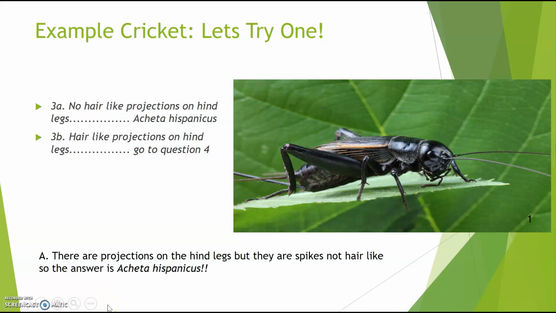Question 3 asks, are there no hair-like projections on the hind legs, or are there hair-like projections on the hind legs? It is difficult to see here, but if we zoomed in nice and close, you would see that there's only short, stubby spikes, so there are no hair-like projections on the hind legs. So our answer in this case would be Achaetus hispanicus.